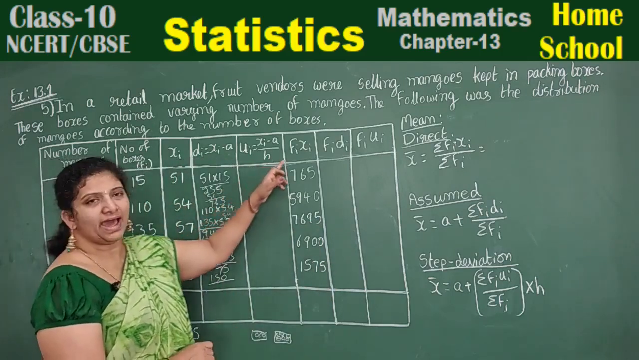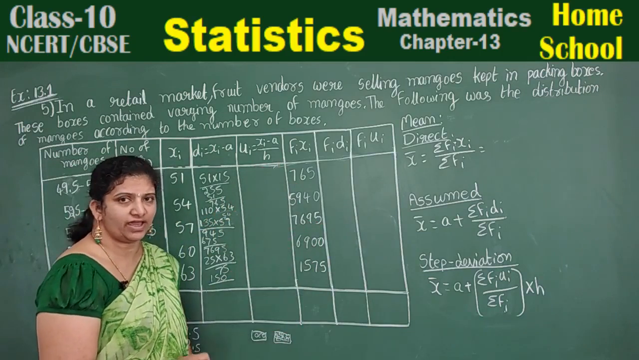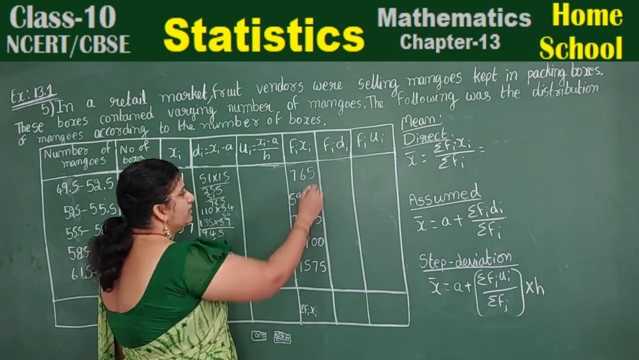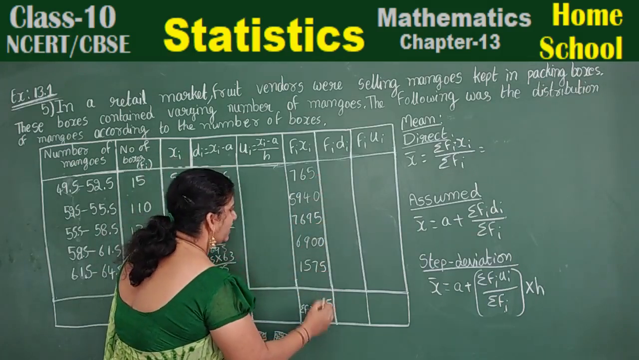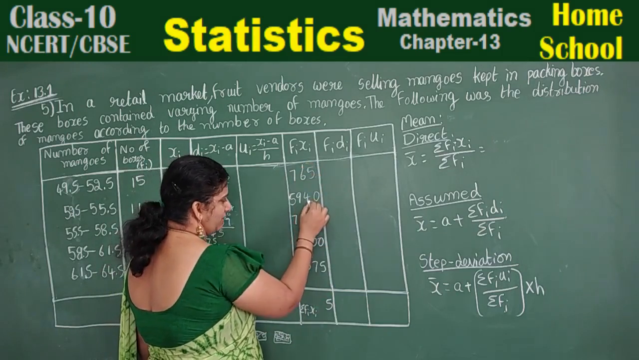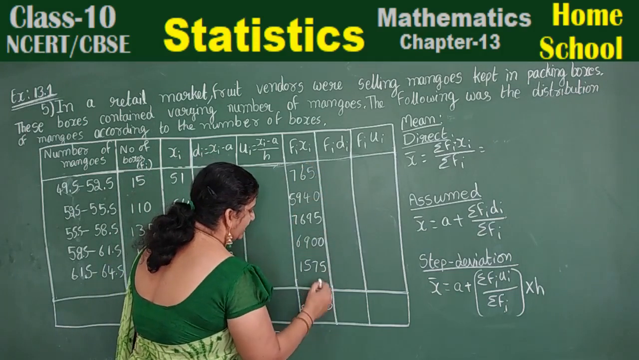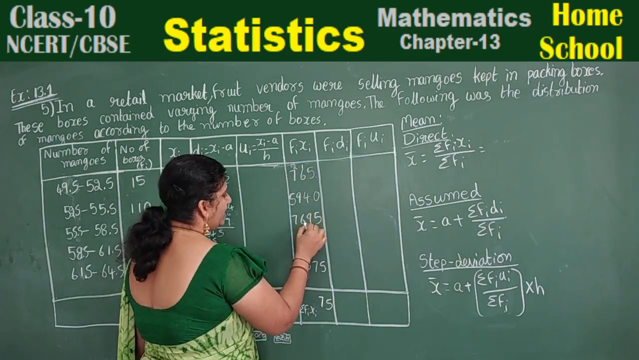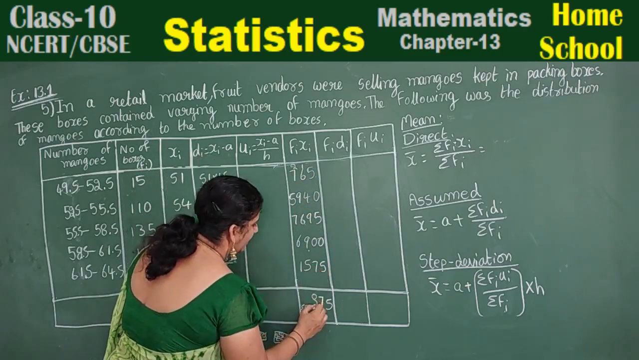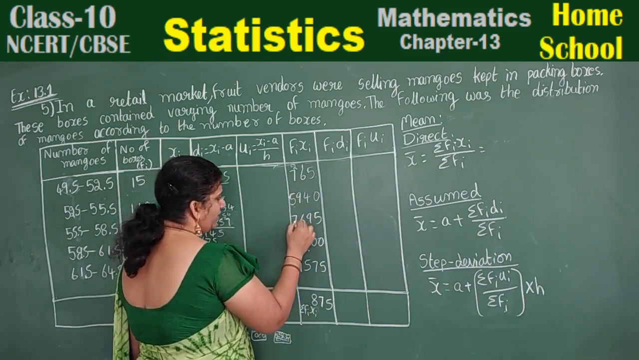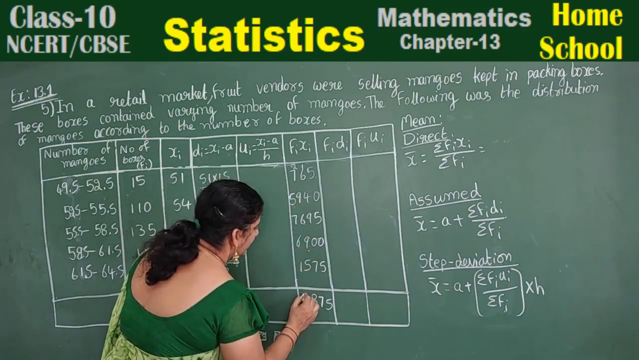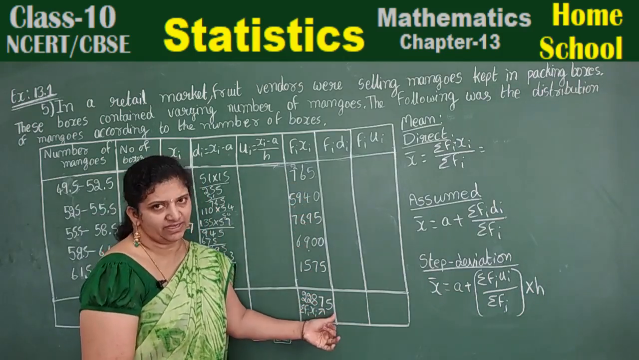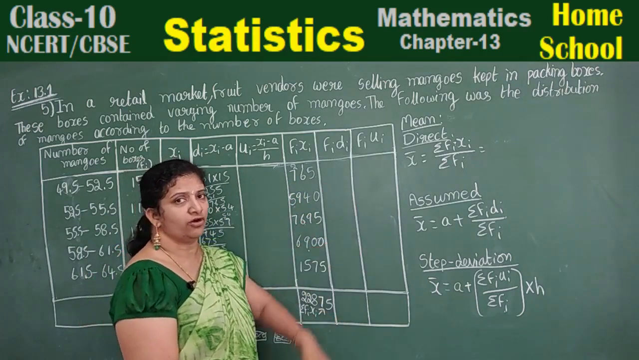Next step, add these fi xi, summation fi xi. 5 plus 5 plus 5 is 15. 6 plus 1 is 7. 7 plus 4 is 11. 11 plus 9 is 20. Adding all the columns, summation fi xi is equal to 22,875. So, apply the direct method formula.